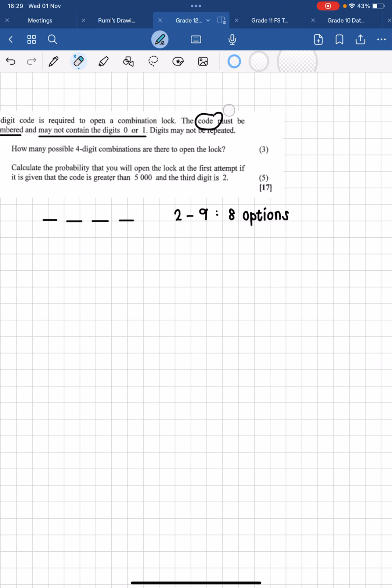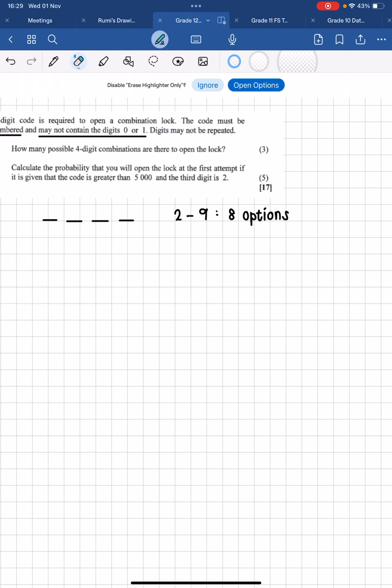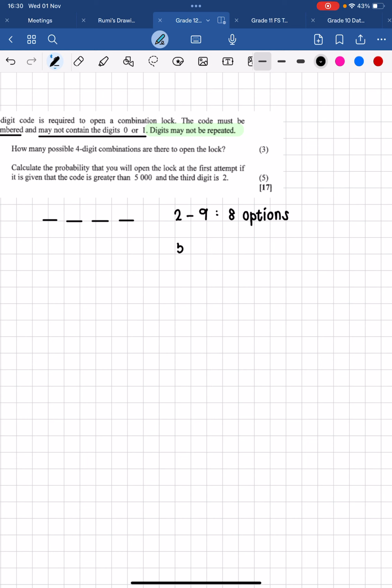Now they're saying another thing, digits may not be repeated. That also complicates things a little bit. So I'm just going to highlight that. Guys, what that means is if you are using a 5 in your first slot, as the first digit in this code, there can't be another 5. So we can't have, for example, 5532, because there we have a digit that has been repeated.